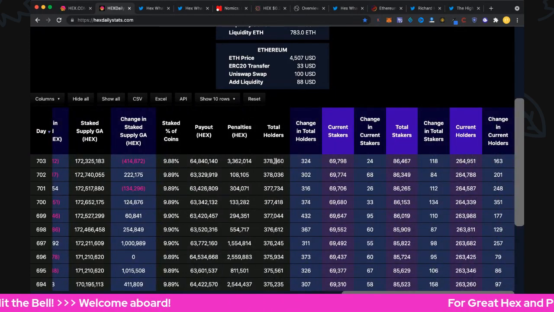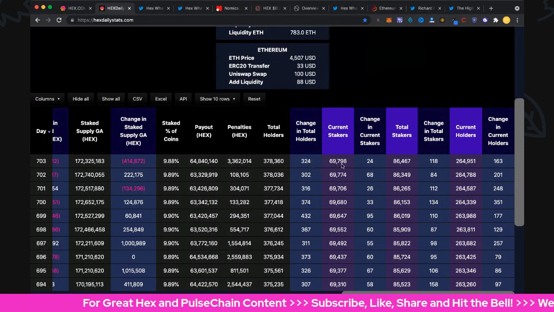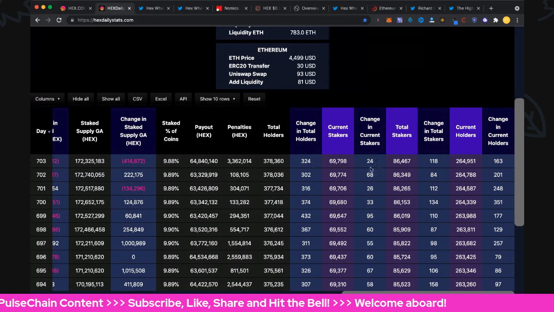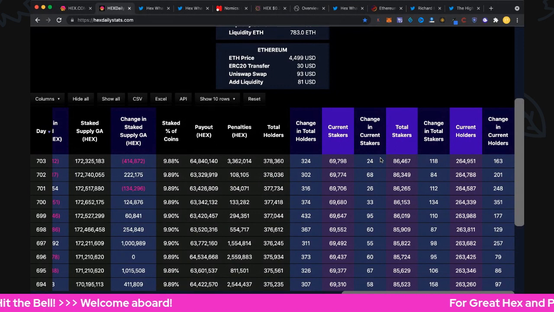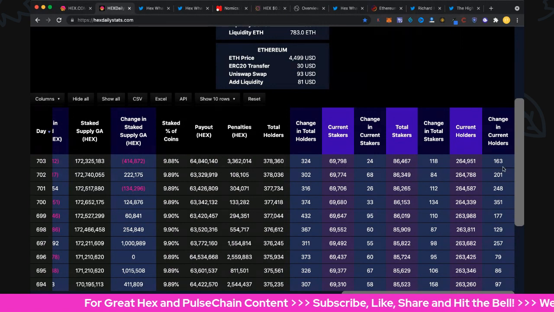All right, so total holders, 378,360, up 324. Nice, actually. And of course, cheaper price. Hopefully, people take the opportunity up as well. Current stakers, 69,798, up 24. That's pretty low. It might be low, but as long as the volume is much better, that's important. So total stakers, 86,467, up 118. And current holders, 264,951, up 163.